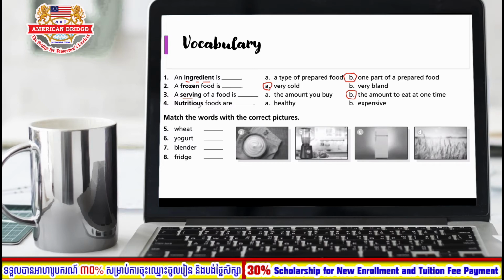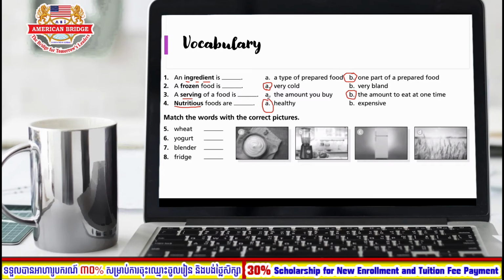Nutritious. So nutritious food. As you can see, nutritious functions as an adjective which modifies the word food. So if we call it a nutritious food, what kind of food is it? Sure, it must be a healthy food.